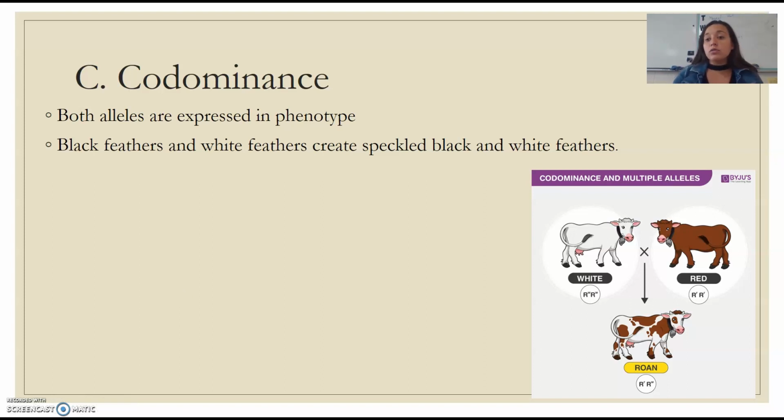And the last one is codominance. Both alleles are expressed in the phenotype. 2 examples here. The first one is when you have black feathers and white feathers, they create speckled black and white feathers. Also, you can have a red cow and a white cow, and it'll give you a red and white speckled cow. Okay, that's it.